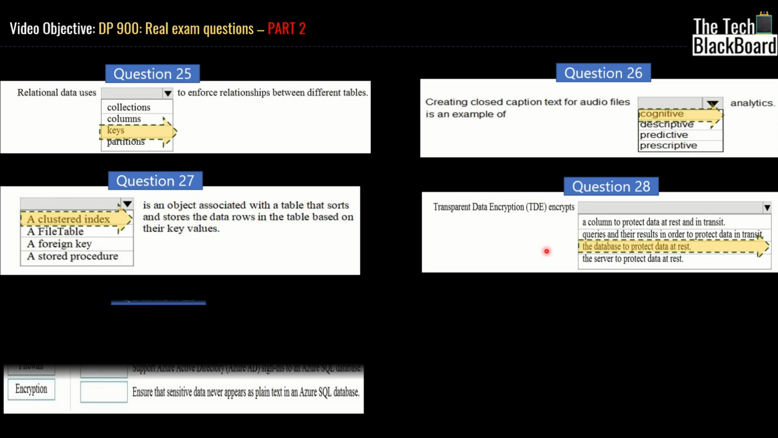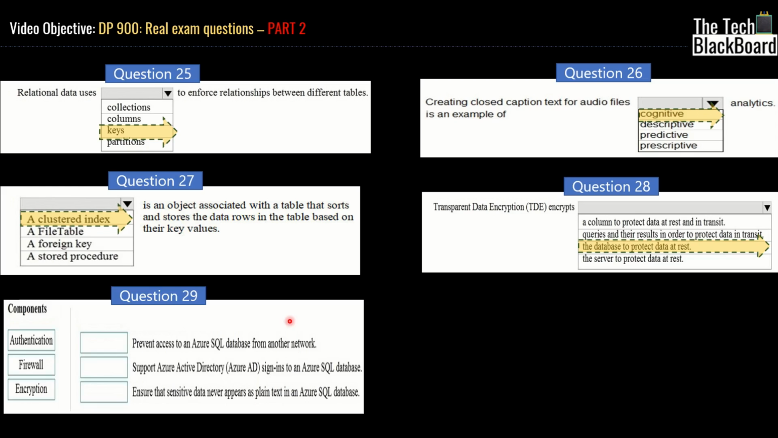Our question number 29 is a drag and drop sort of question. You have to drag or match these components with these statements. So let's look at the first statement, which is prevent access to an Azure SQL database from another network. So let's see the options. We have authentication, we have firewall, we have encryption.